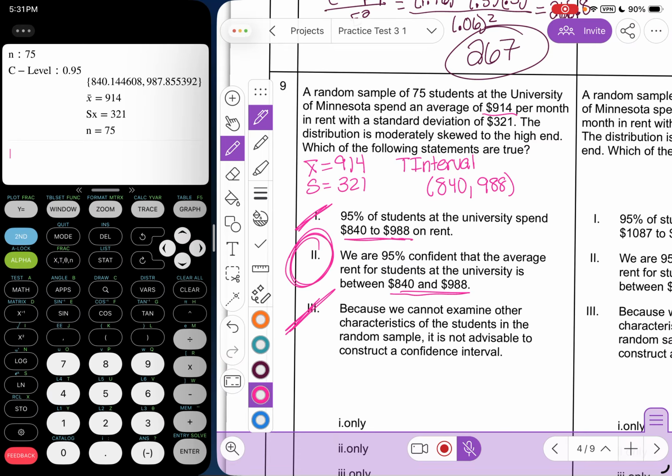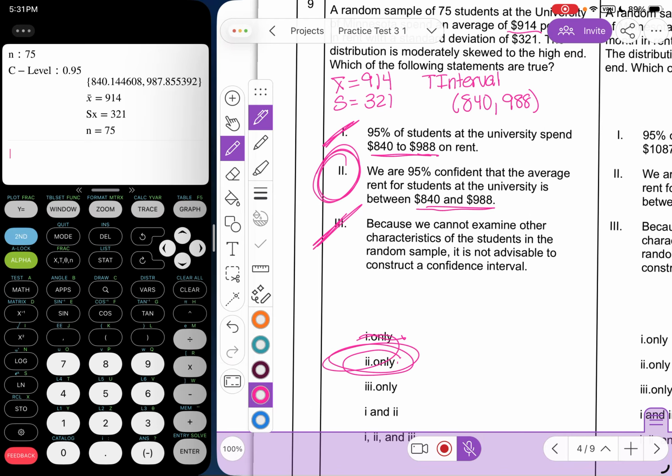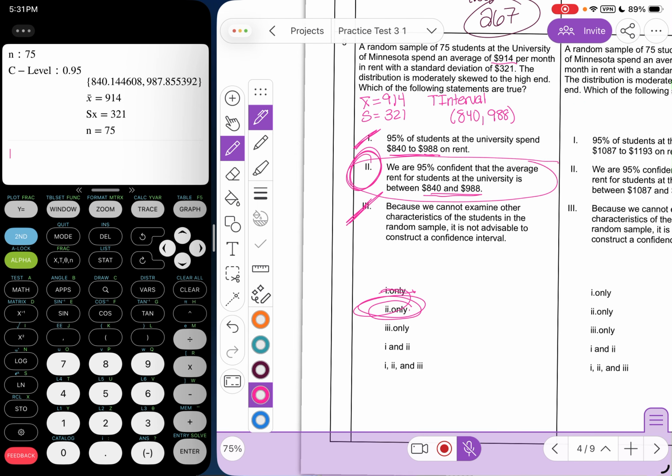So 2 is accurate. So out of our choices, is 1 correct? No. Is 2 only correct? Yes. So the answer to this would be we can interpret the mean, the interval this way. So it's weirdly worded, but that's all it's saying is how can I find and interpret that interval?